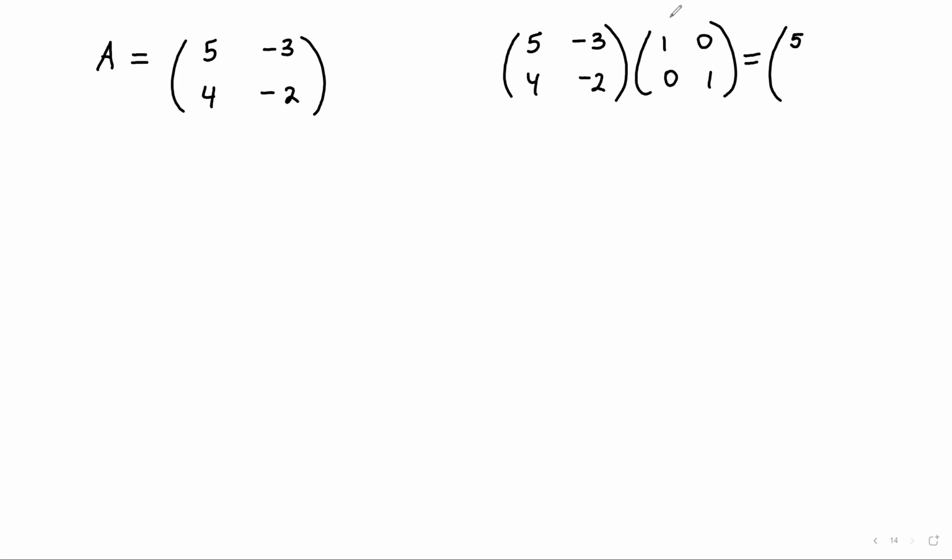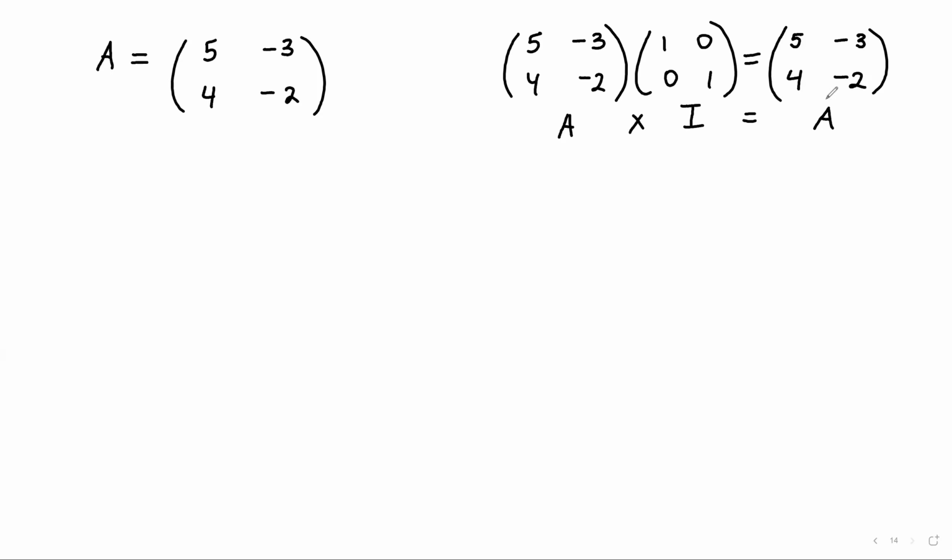5 times 0 is 0. -3 times 1 is -3. 4 times 1 is 4, plus -2 times 0, which is 0. So this will just be 4. 4 times 0 is 0, plus -2 times 1 is -2. So as you can see, A times the identity matrix is itself A, right? Now, let's find the inverse of A.